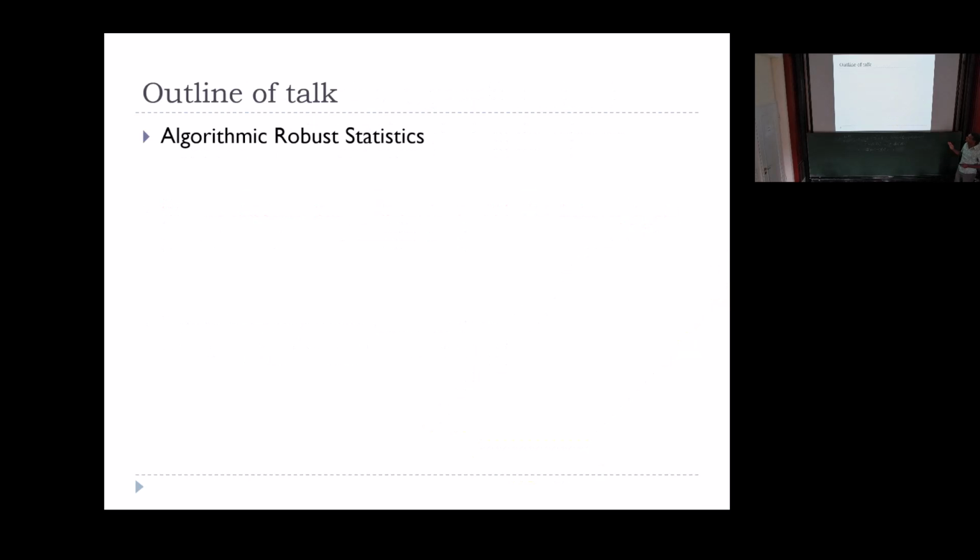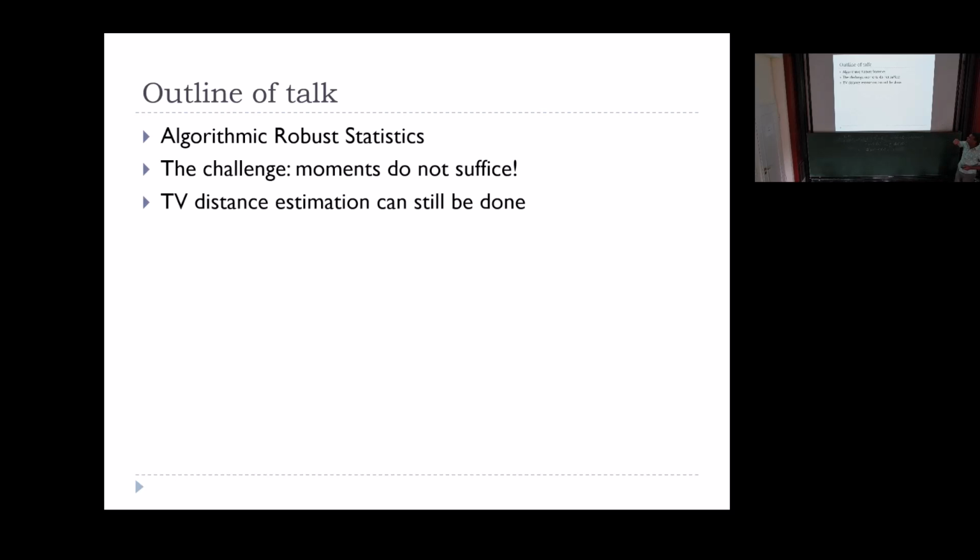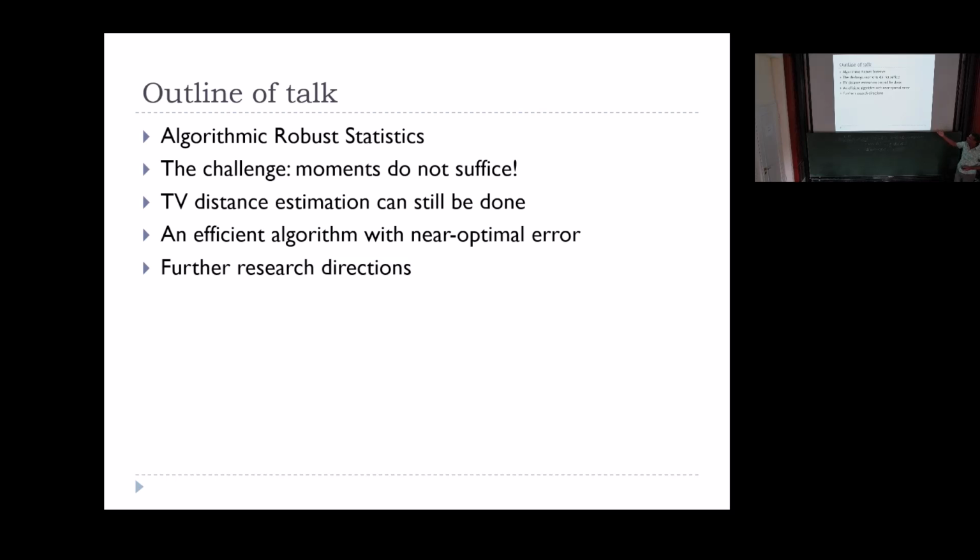And here's the outline of the talk. I'll briefly motivate this topic of algorithmic robust statistics. Mention an interesting challenge we'll come across for this problem, and then show you an algorithm that still works. And some questions that maybe you're interested in.